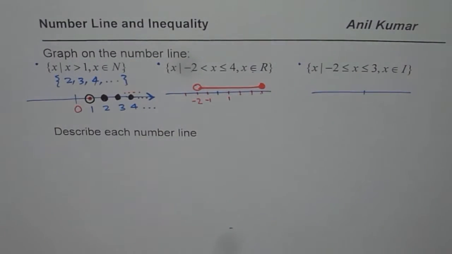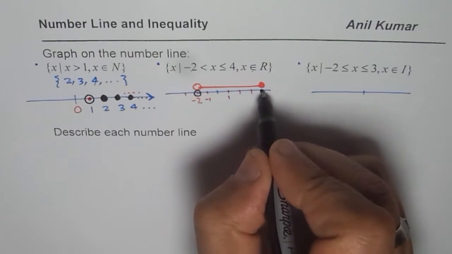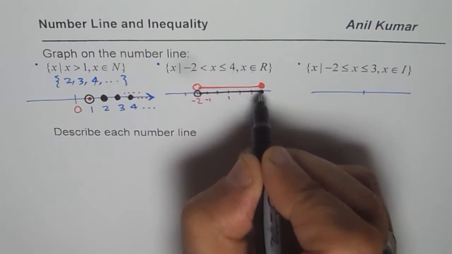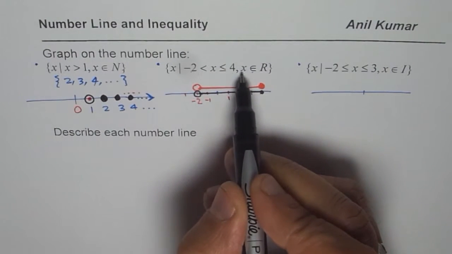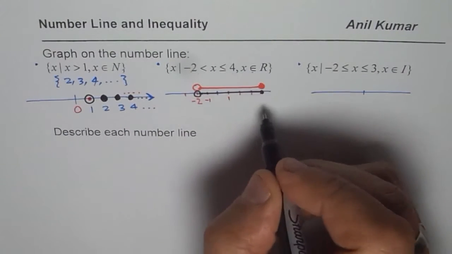So now let me show it on the graph itself. So we'll make a hole here, right? And we'll make a filled in hole here and join on the number line. So that becomes the set of all values which x can take. These are real numbers where x is greater than minus 2, less than or equal to 4.